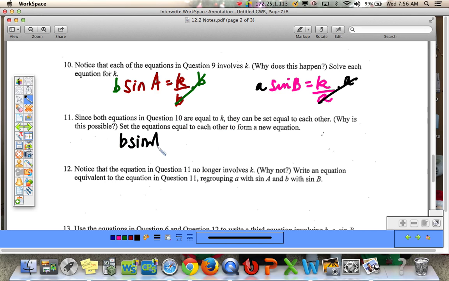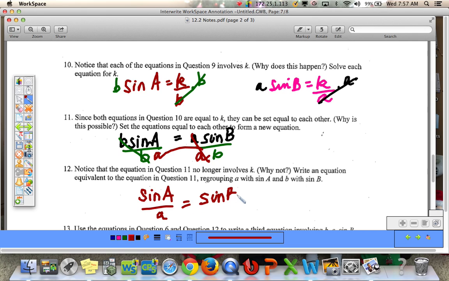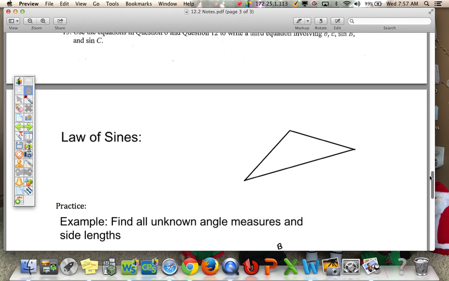B sine of A equals A sine of B. And we can get B on one side by dividing this by B. These cancel. Let's get A on one side by dividing each side by A. So these cancel. And we have this. Sine of A over A equals sine of B over B. And remember, sine of A over A also equaled sine of C over C. This is called the law of sines. This is what we're going to use to solve for non-right triangles. So let's go ahead and do a few examples of how you use this law of sines.